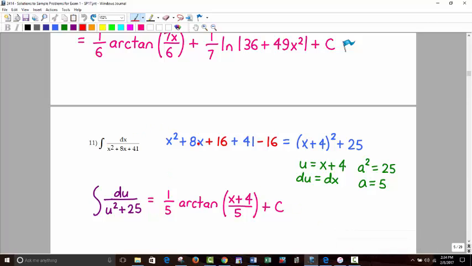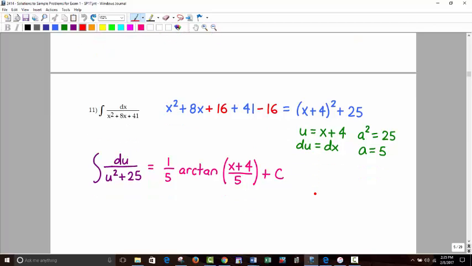So you have x squared, so half of 8 is 4. Square that, 16, you add 16. And then to balance out the fact you added 16, you have to subtract 16. So essentially, we've converted that denominator into x plus 4 quantity squared plus 25. So now it's perfect arctan here, because you just let u be x plus 4, du is dx, a squared becomes 25, a is 5, so you have 1 over a, 1/5 arctan of u over a, x plus 4, sorry, divided by 5, and then your traditional plus c there at the end.